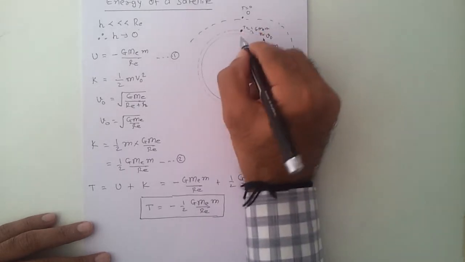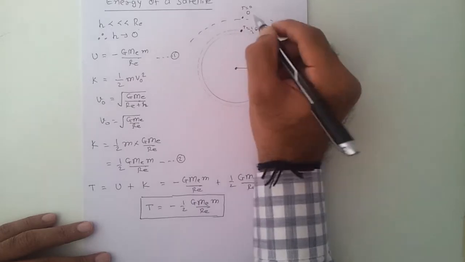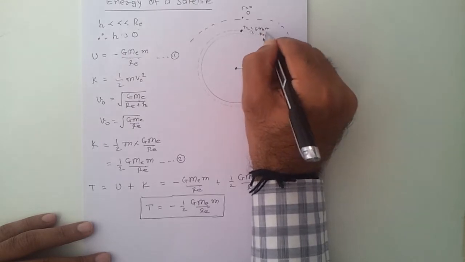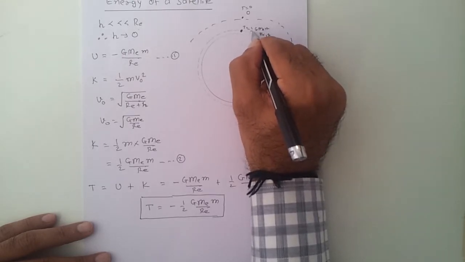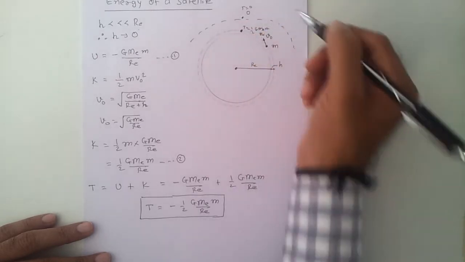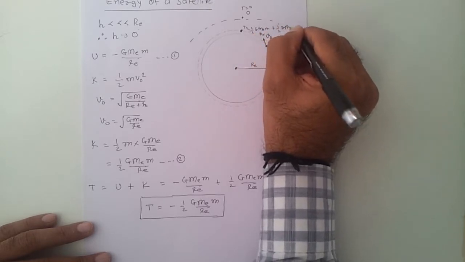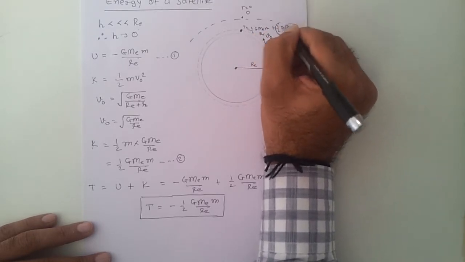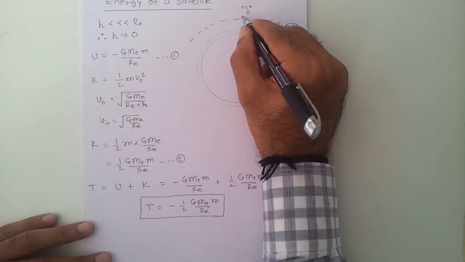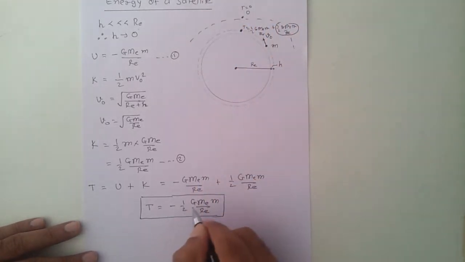What this means is that if I want this satellite to go towards infinity, then I will have to give it energy equal to half G Me m upon RE. Because the total energy is minus half, if I add half G Me m upon RE, this is the energy that I give, then the sum will become total and will be equal to 0. The total energy here is 0, so the object will go towards infinity. That's what the minus sign indicates.